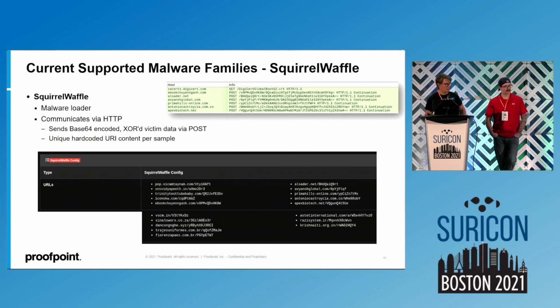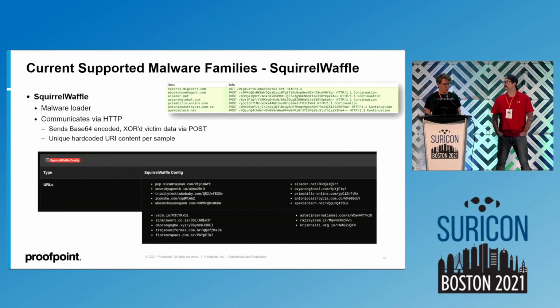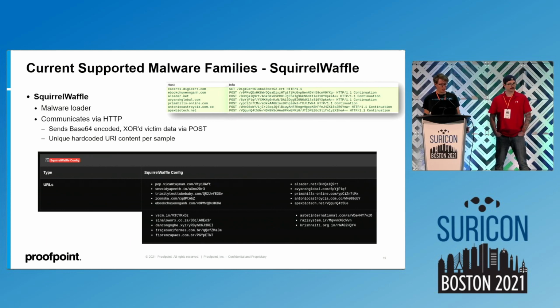But yeah, Squirrel Waffle is a loader. So typically it's dropped by malicious documents or JavaScript. So it'll basically communicate via HTTP. So what it'll do is send base64 encoded XORed victim data in a post body. And down here you can see the traffic and the config that was extracted. We actually have part of the URI path that is hard-coded in that config for the sample.